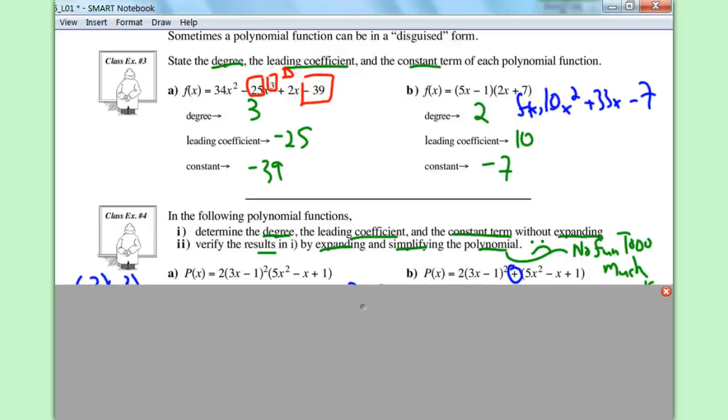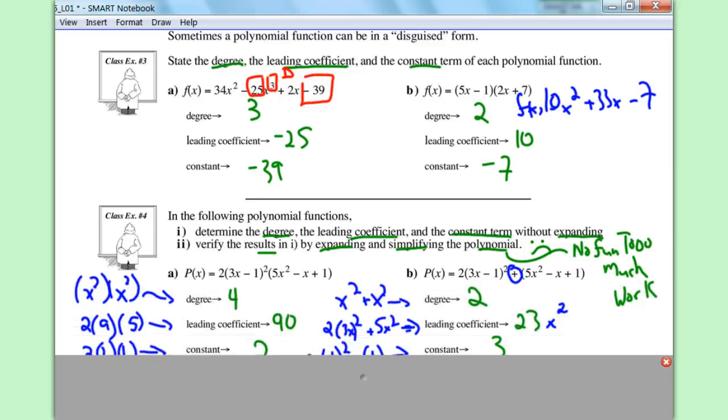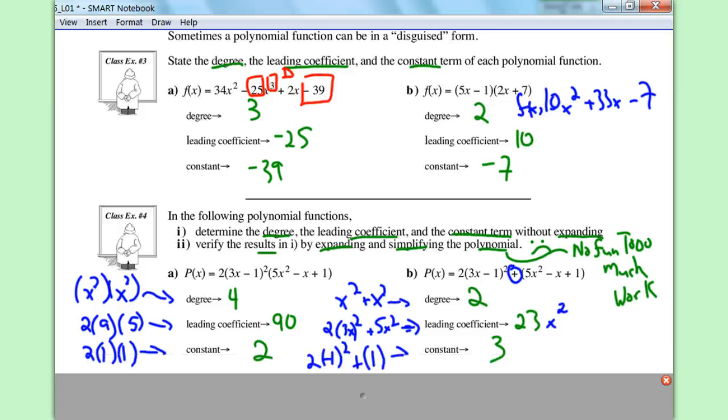They are disguised, you might say. Okay, so can you expand that out and see? So in the first one, I can see that I'm going to have an x squared and an x squared. It's going to make x to the 4th. When I look at the leading coefficient, I got a 2, a 9, and a 2, a 9, and a 5. That makes 90. For the constant, I've got a 2, a 1, and a 1. That makes 2. If that doesn't make sense, again, we'll chat.